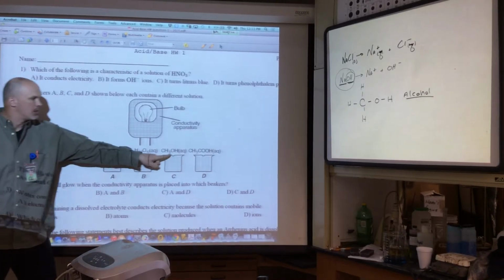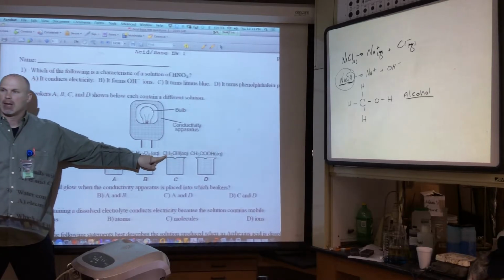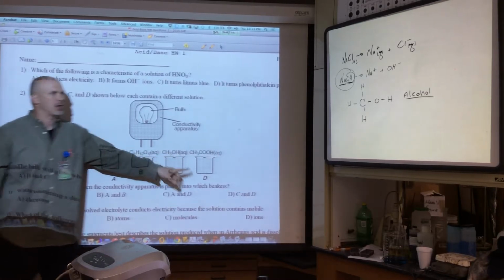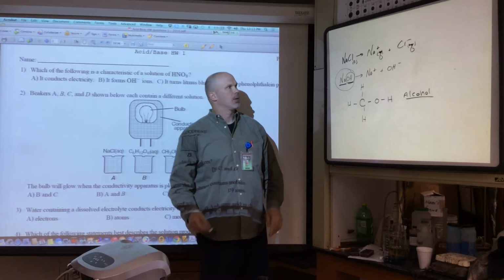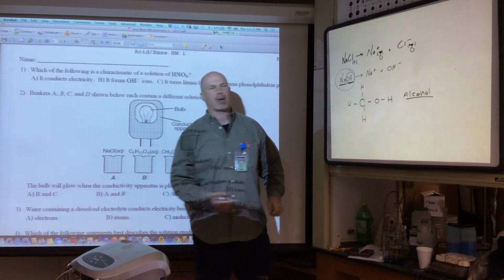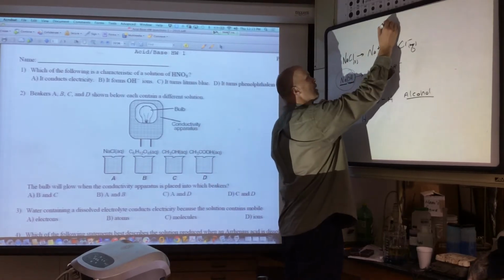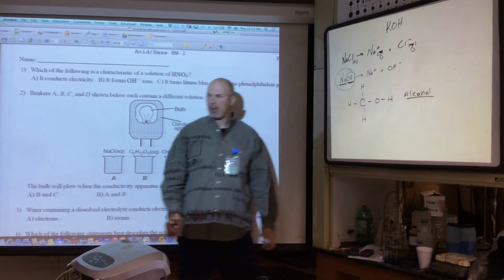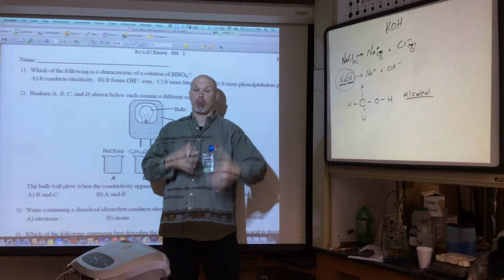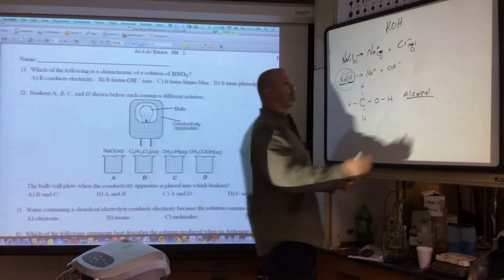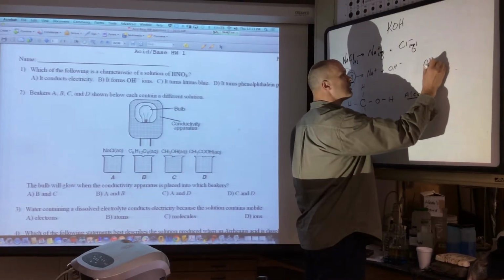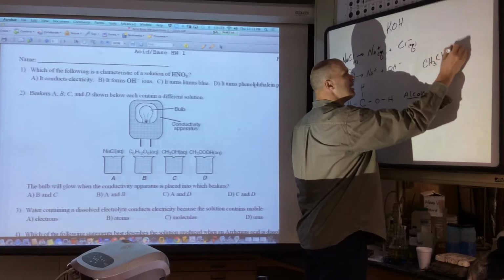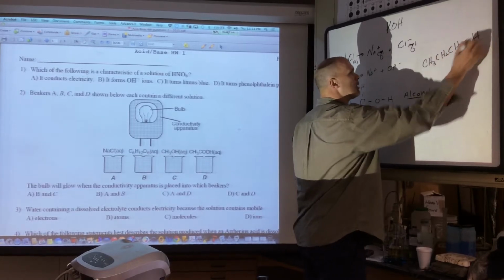How do I know? This OH is attached to something that is what? Molecular. These are all bonded. Is this an alcohol or is this a base? If I write KOH, is that an alcohol or is that a base? A base. It's a group 1 ion that's +1 attached to a hydroxide. If I write CH3, CH2, CH2, OH, what is that?